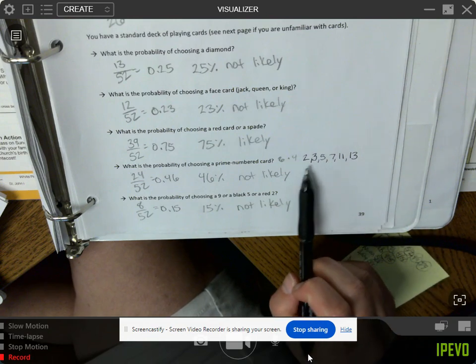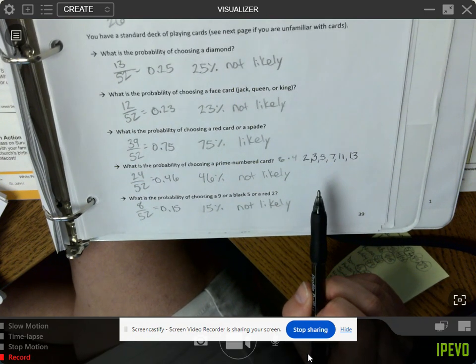So our first prime numbers, I'm not sure what conversation is happening over there, but your attention should be up front.